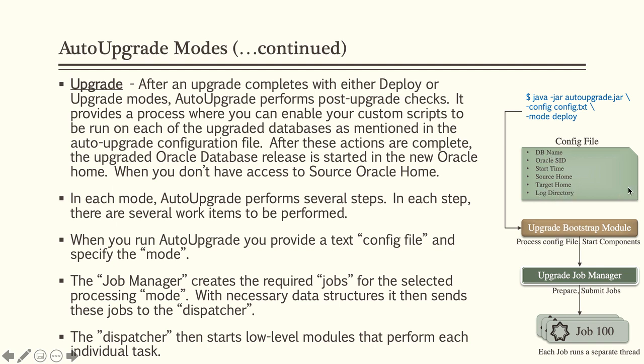How to mention that, I am going to show you shortly once we go to global and local parameters in the config file. And then you run the AutoUpgrade utility saying please refer to this config file and run my utility in dash mode. Now those modes are, as I said, analyze, fixup, deploy, and upgrade mode.